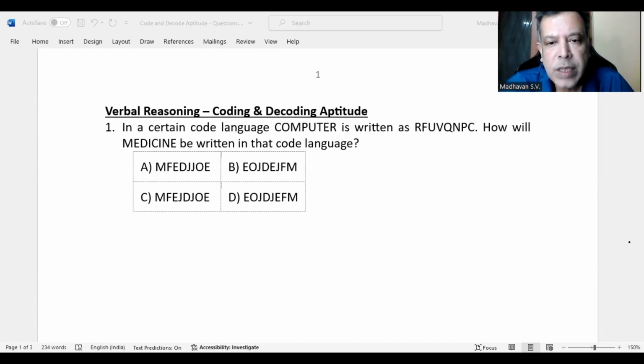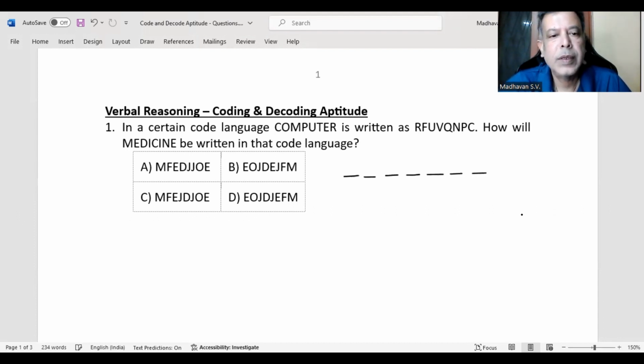We may notice one thing: the first letter C has become the last letter, and the last letter has become the first letter. In the same way, for medicine, let me put an 8-letter space. Now we should start with the E, which means medicine's last letter comes first. M will go to the last place.